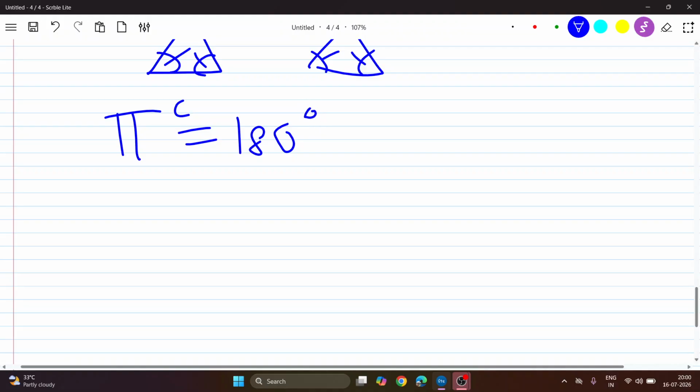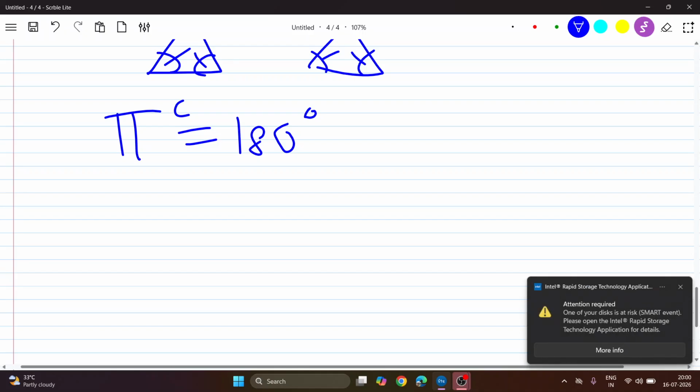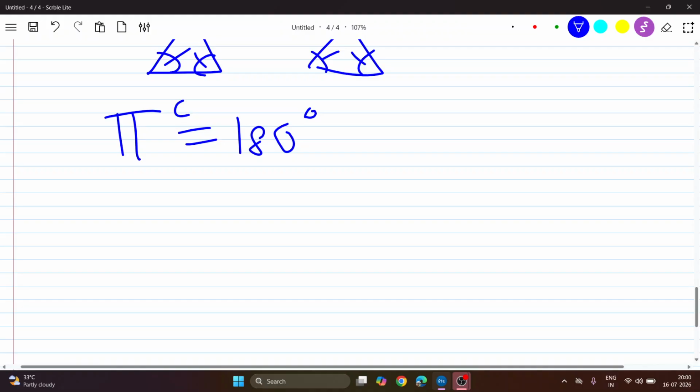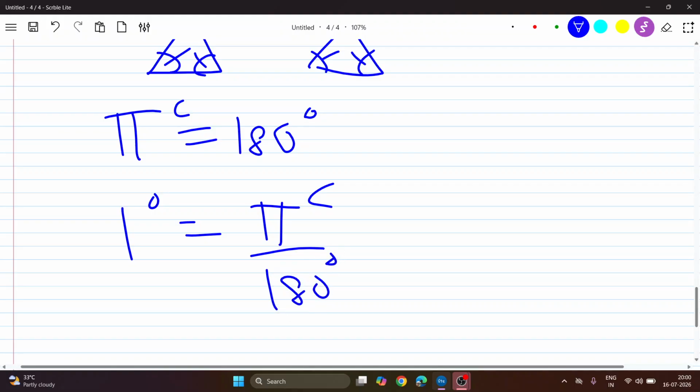So we have this formula: pi radian equals 180 degrees, which means 1 degree is equal to pi radian by 180. Like that, you can just convert. Now you can multiply both sides by the degrees you want, or if it's in radians, you can multiply both sides directly so that you'll get the degrees.